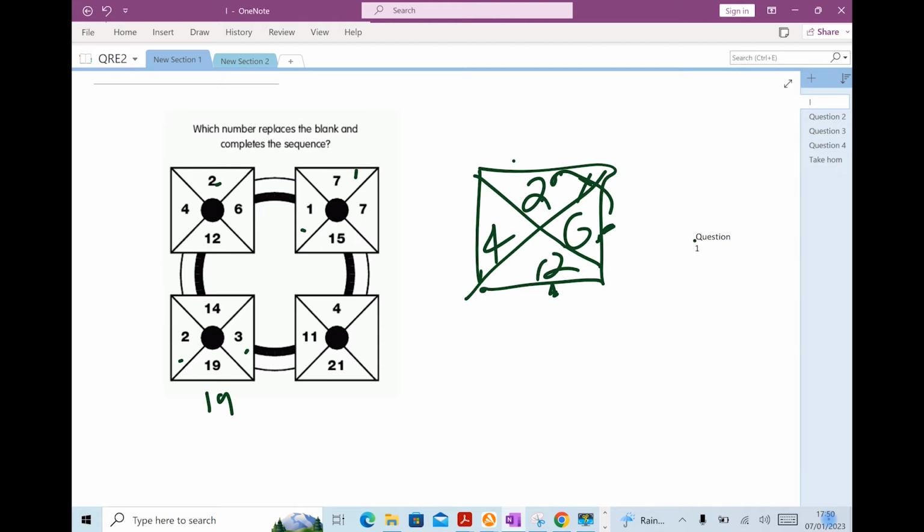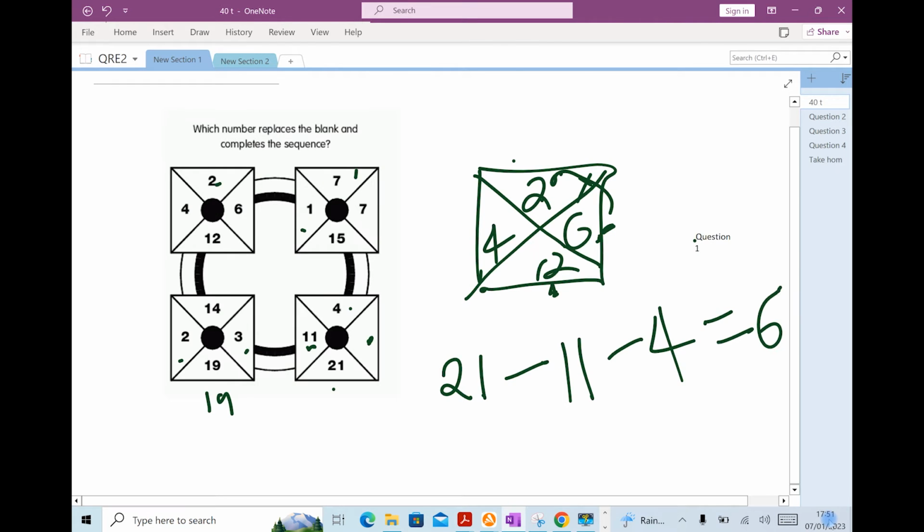So it does mean that 11 here plus 4 plus whatever should be in this box should give us 21. So what we want to do is subtract 11 and 4 from 21, and that should give us 6. So 6 is the correct answer. All right, let's go to the next question.